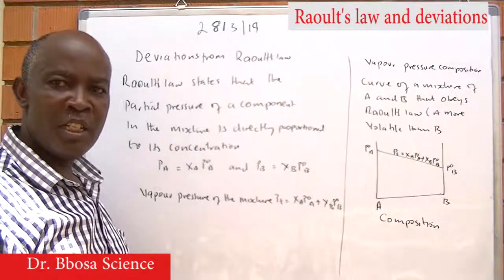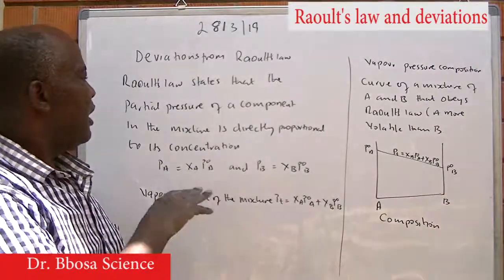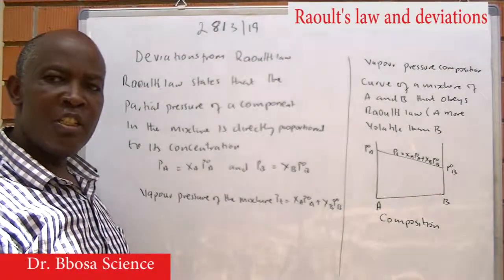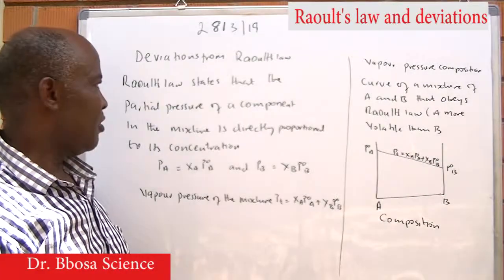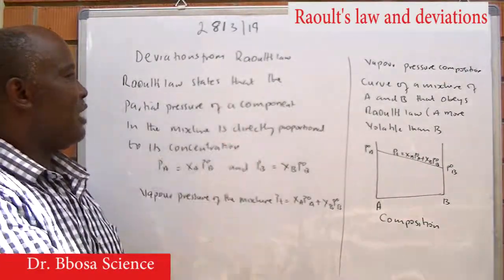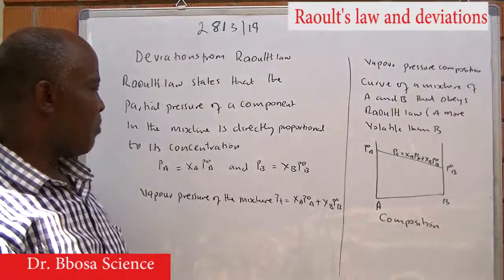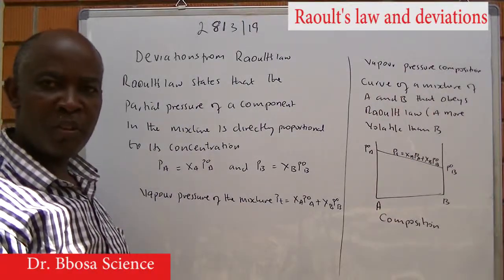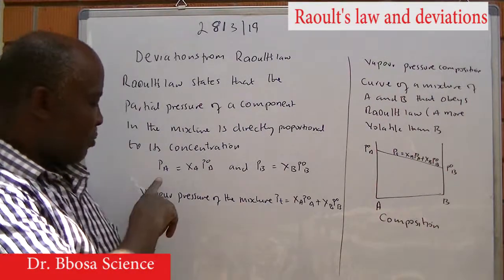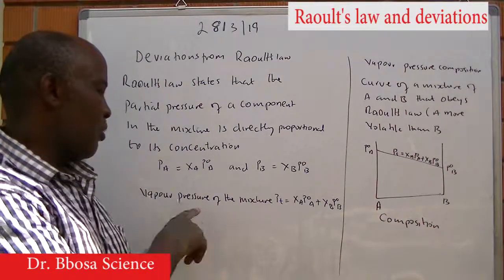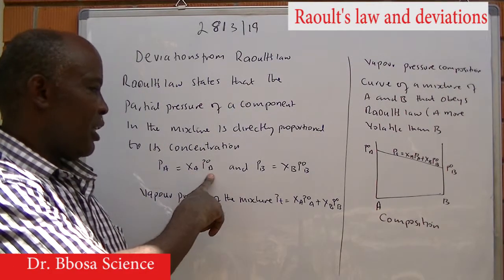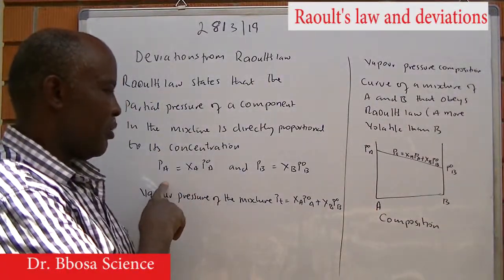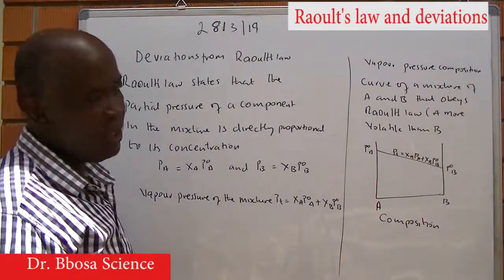Before we look at the deviations from Raoult's law, let us revisit Raoult's law from the previous lesson. Raoult's law states that the partial pressure of a component in a mixture is directly proportional to its concentration. That is, the partial pressure of A is equal to the mole fraction of A times the vapor pressure of A. The vapor pressure of the mixture then is the sum of the partial pressure of A plus the partial pressure of B.